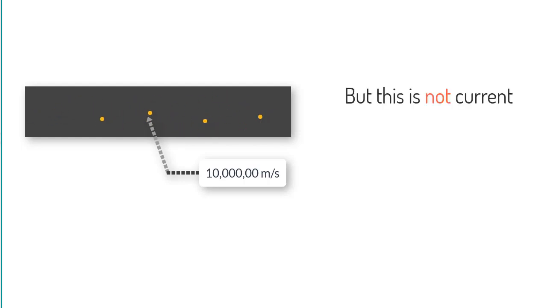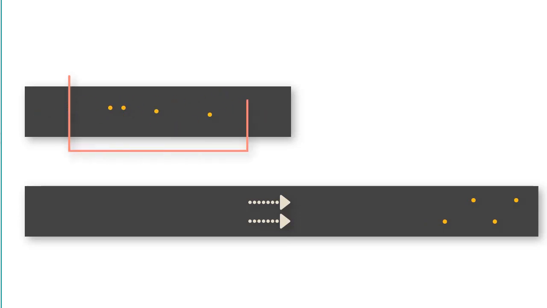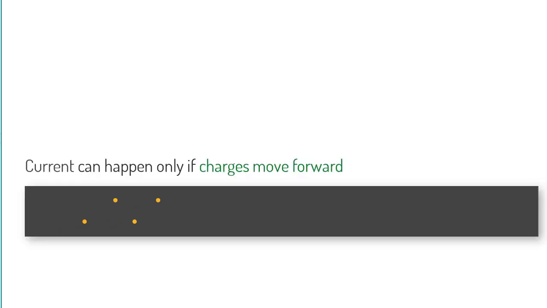Well, the answer is that the random motion of the electrons tends to prevent the net motion of these electrons in a particular direction, or in other words, collectively all the electrons just stay in the same volumetric space all the time. And if there is no forward motion of the charge, it cannot be called current. So in short, current can happen only if the charges move forward, even if the speed is very low.